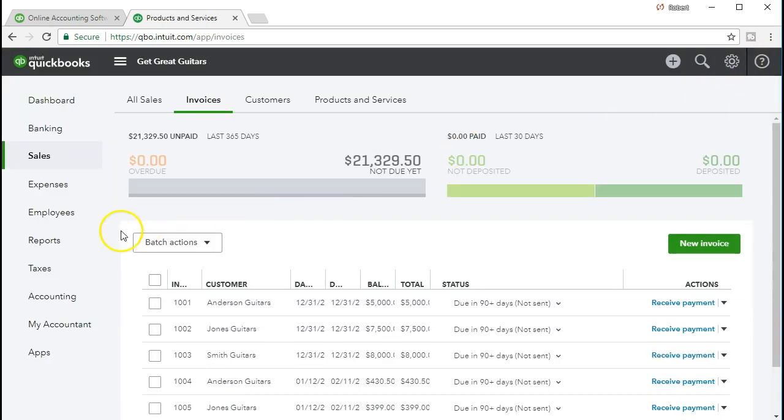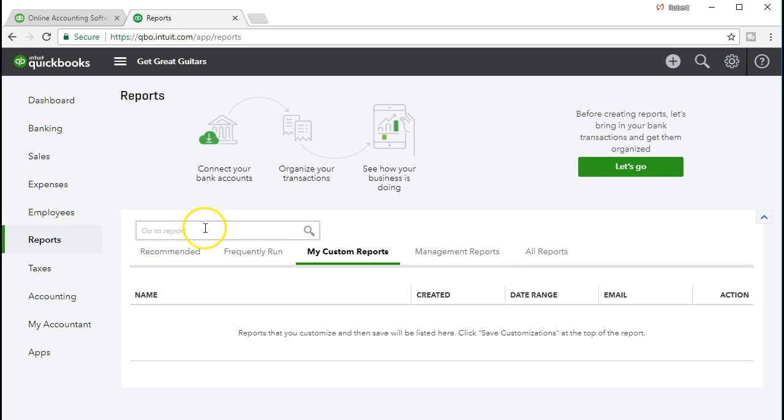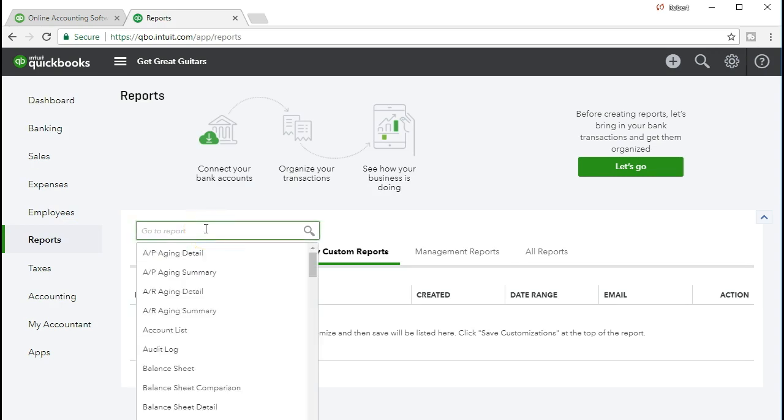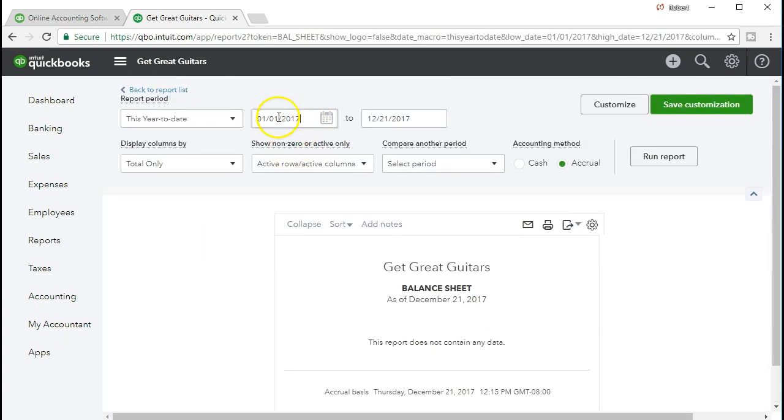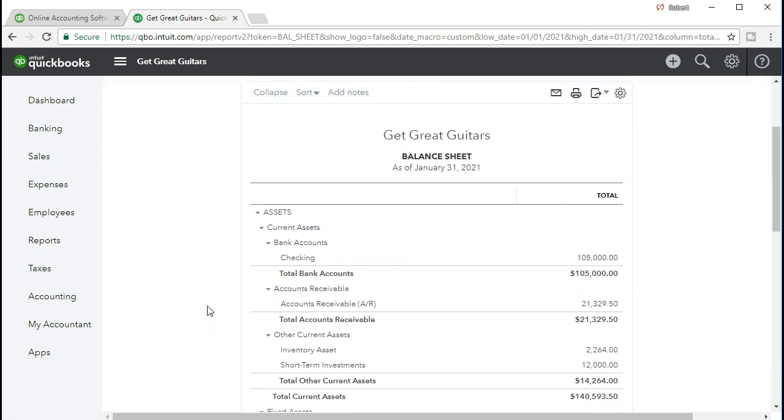We will then go to the reports on the left-hand side. We're going to bounce back and forth a bit between the balance sheet and income statements, starting with the balance sheet. So I'm going to type in balance sheet here. We're going to go to the balance sheet item and take a look at the balance sheet. We're going to put the date up here. It's going to be 01/01/21 to 01/31/21, and then run that report. So here we have it. Now we're going to go through here.